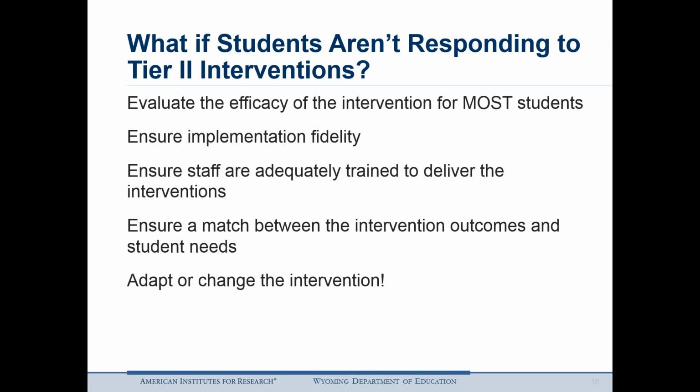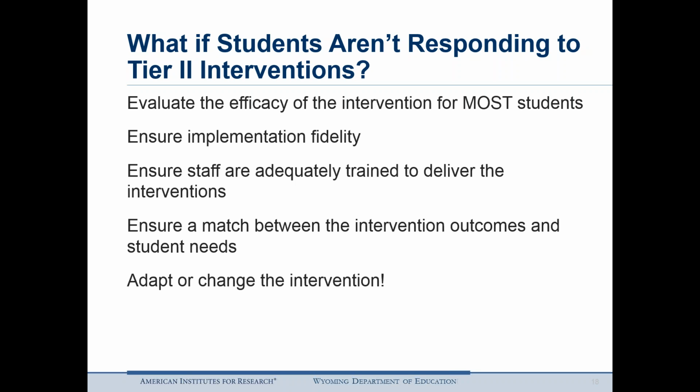Not every student will respond to the same evidence-based intervention. Schools and districts should collect data to evaluate whether most students are responding to the Tier 2 interventions. If most students are not responding, school and district teams must problem solve and identify whether it is an implementation issue, meaning it was a lack of fidelity or poor teacher training, or is it an intervention issue, meaning it may not match the student's needs or may not be as effective in your school context.